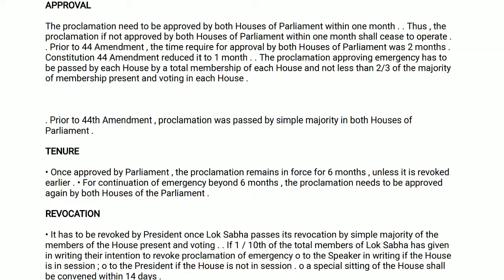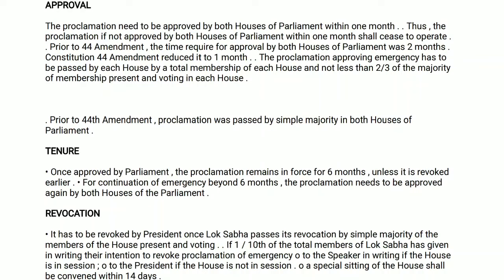The proclamation approving emergency has to be passed by each house by a majority of the total membership of each house and not less than 2/3 of the members present and voting in each house. Prior to the 44th Amendment, the proclamation was passed by a simple majority in both houses of Parliament.